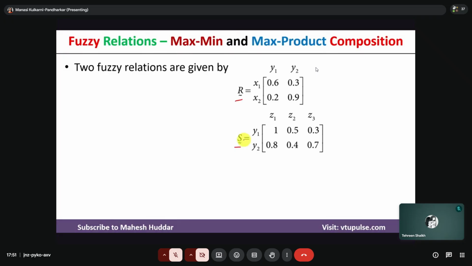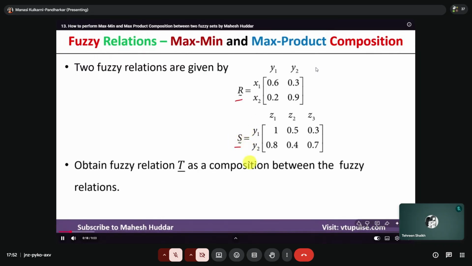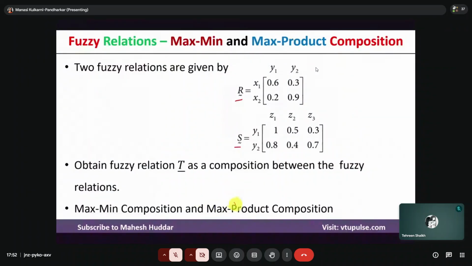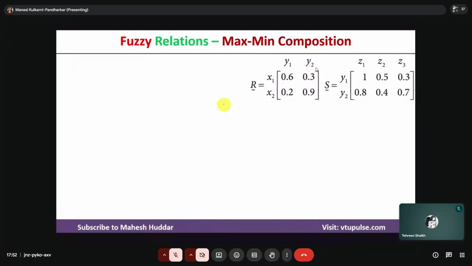Yes. Okay. So these are the two fuzzy relations which have been given to us. So let's try to understand what we need to perform. Everyone please concentrate and note it down. Again and again I'm telling you. Given these fuzzy relations, we need to perform the max min and max product composition, and then we need to find the new fuzzy relation T in this case. So first we will discuss how to perform max min composition here.